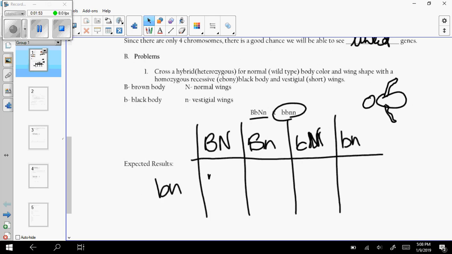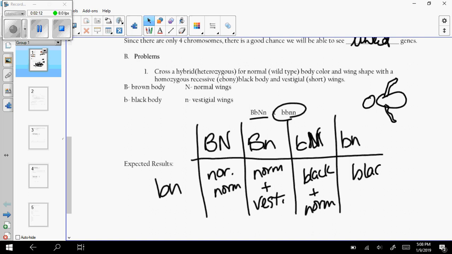So we would end up with normal, normal, or wild type, wild type. We would end up with normal and vestigial wings. So normal body color, vestigial wings. This one we would end up with black body and normal wings. And here we'd end up with black body and vestigial. So this comes out 1 to 1 to 1 to 1.